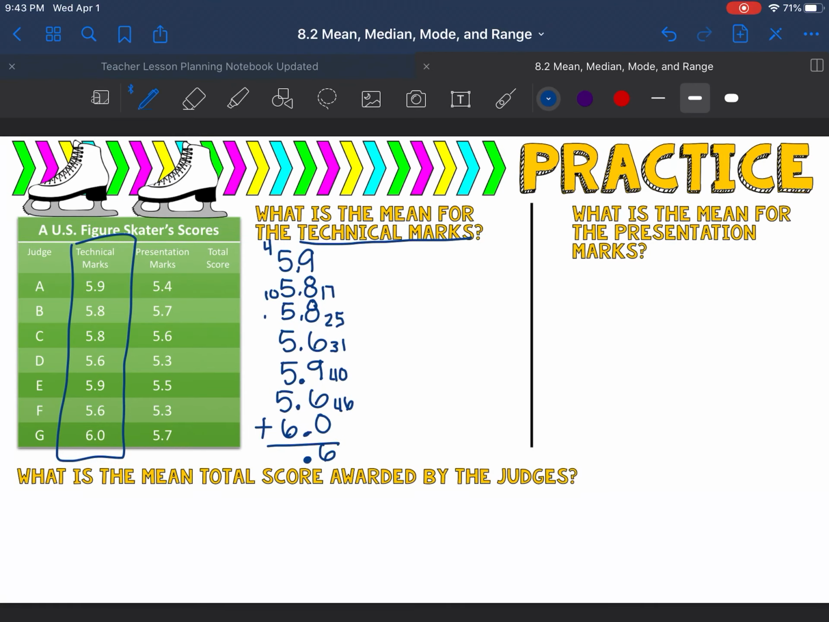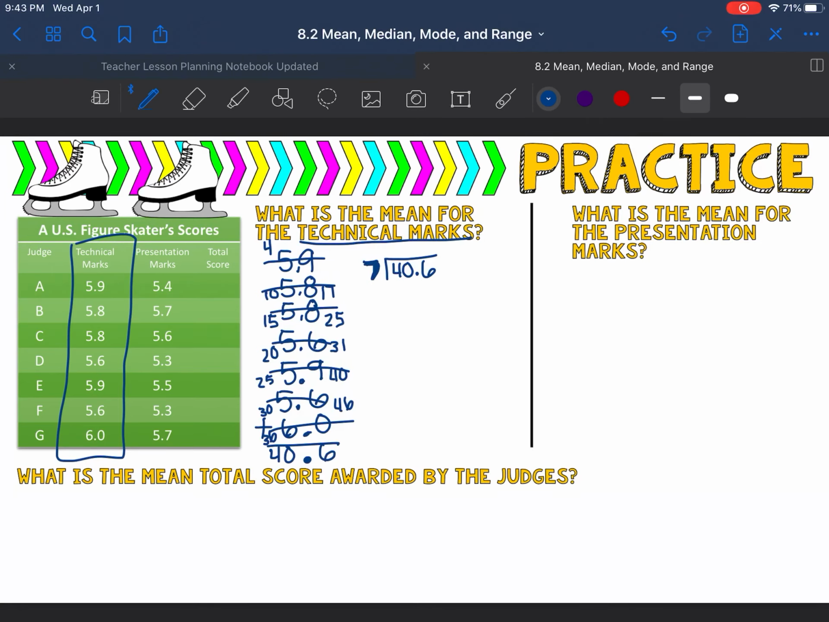So 5 plus 5 is 10. 10 plus 5 is 15. 15 plus 5 is 20. 20 plus 5 is 25. 25 plus 5 is 30. 30 plus 6 is 36. Now let's come back up and add my 4. 36 plus 4 is 40. Now that I've added all those numbers up, I need to divide 40.6 by how many numbers I added together. Well, I added 1, 2, 3, 4, 5, 6, 7 numbers. So I'm going to divide 40.6 by 7.